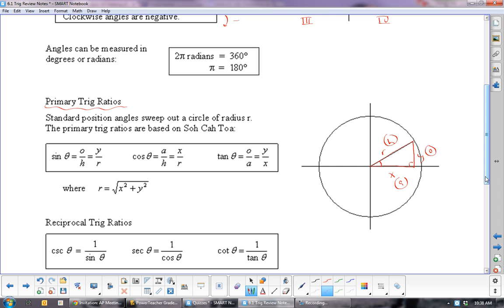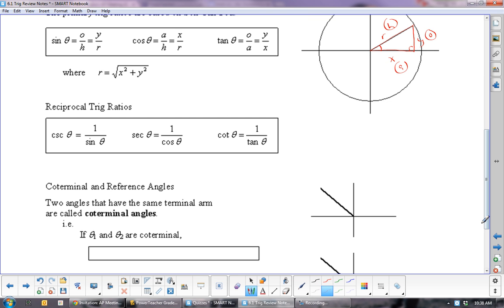Now, the reciprocals. So we've got cosecant is 1 over sine, also known as r over y. Secant theta is 1 over cos, and that is r over x. And cotan is 1 over tan, therefore x over y.